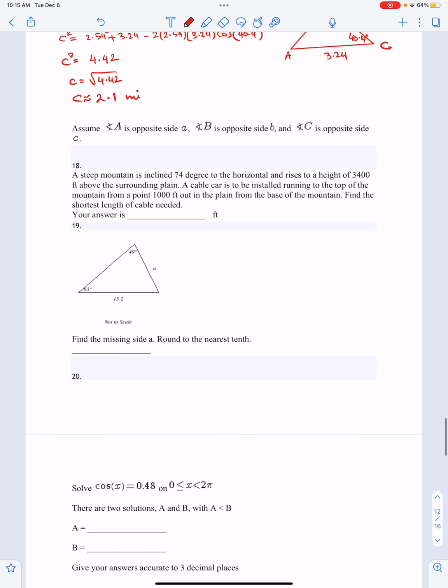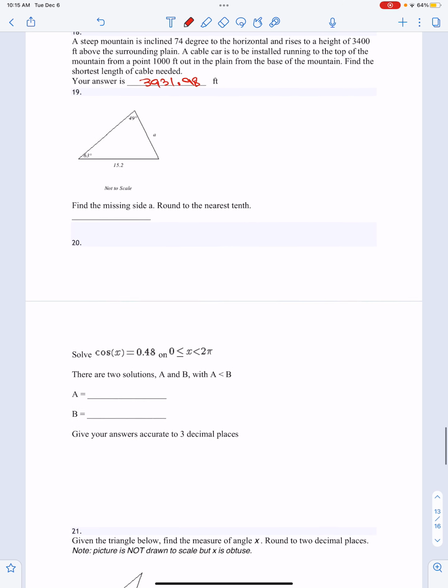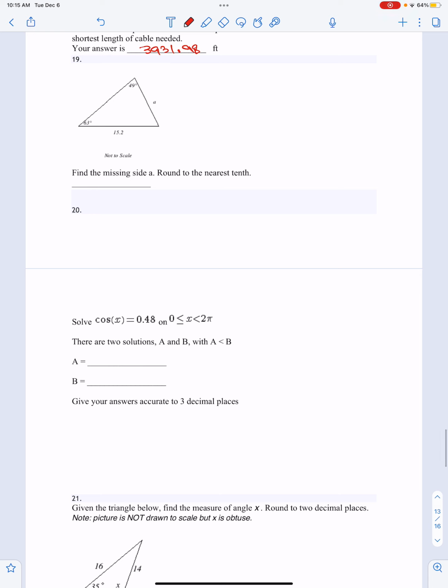So the final answer for question 18 here is 3,931.98. And since this is approximate, it's going to be slightly different than the answer provided in the key because we rounded here. Question number 19.